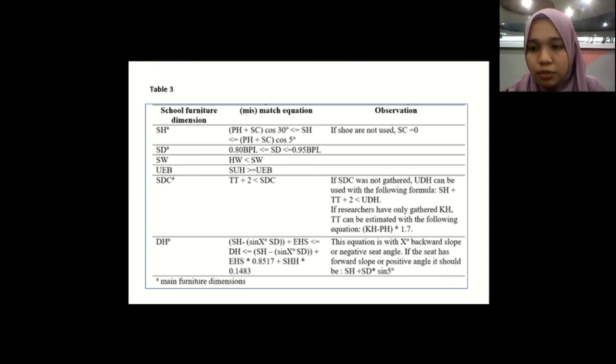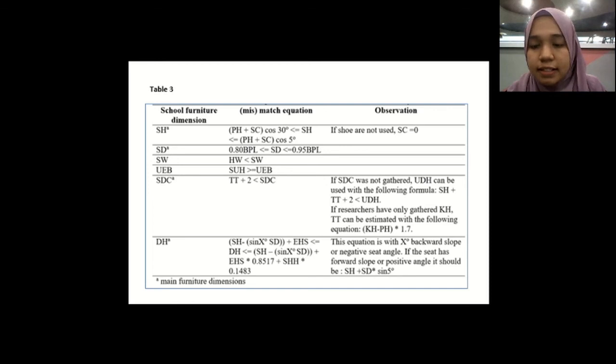However, if you didn't get the value of the SEC, you can use the value of UDH. UDH is the underneath desk height. It can be used with the following formula: the seat height plus thigh thickness plus 2 must be lower than the underneath desk height. Then if you only gathered the value of knee height, then the thigh thickness can be estimated with the following equation, which is the knee height minus popliteal height, and then you multiply by 1.7.